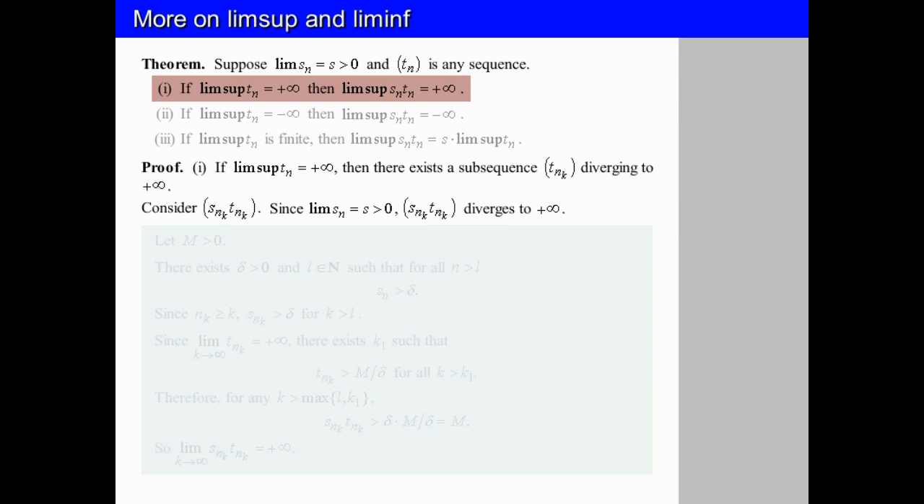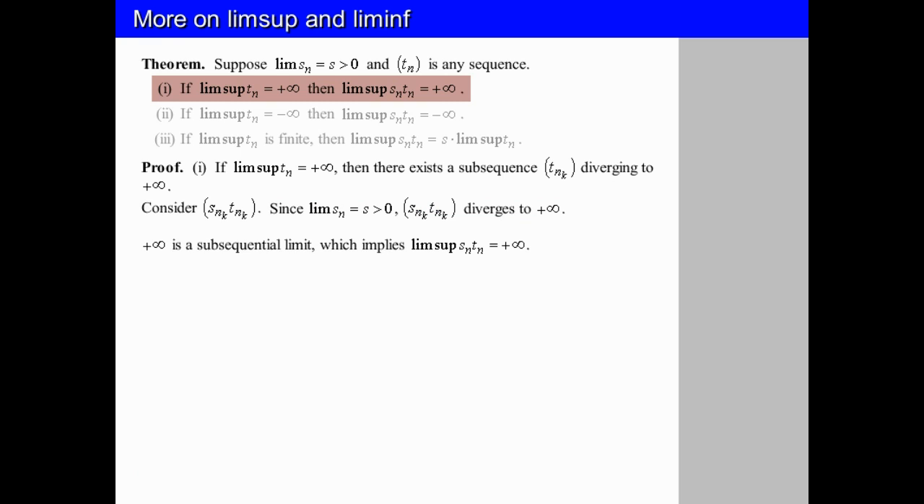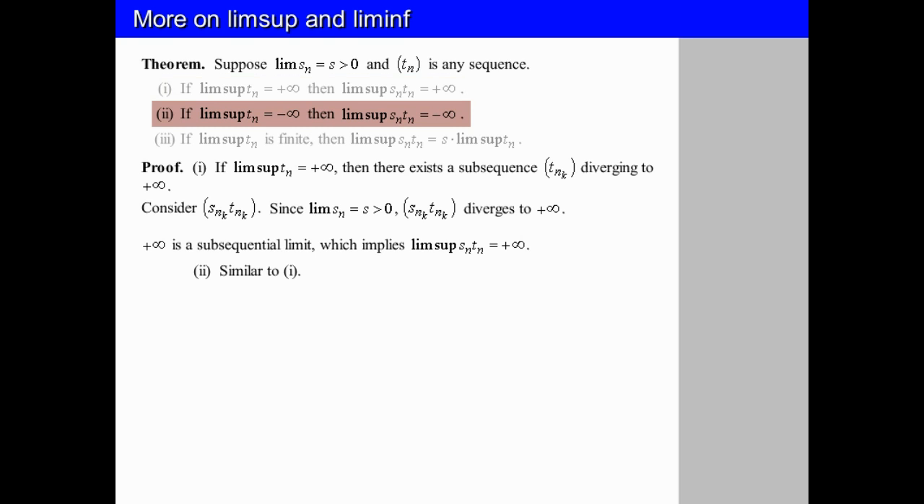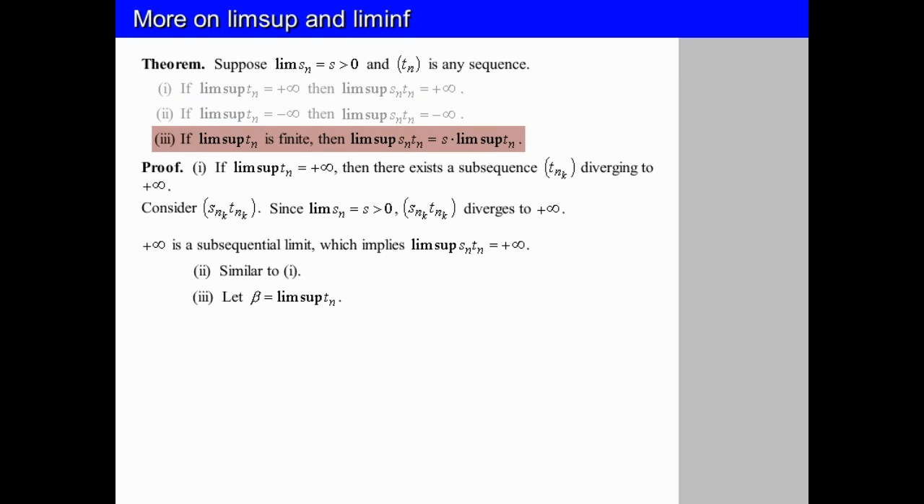Now, to finish up, we have that positive infinity is a subsequential limit, which implies lim sup of Sn times Tn must be positive infinity, because lim sup is the largest of all subsequential limits. The argument for part 2 of the theorem is similar to part 1. For part 3, let beta denote lim sup of Tn.